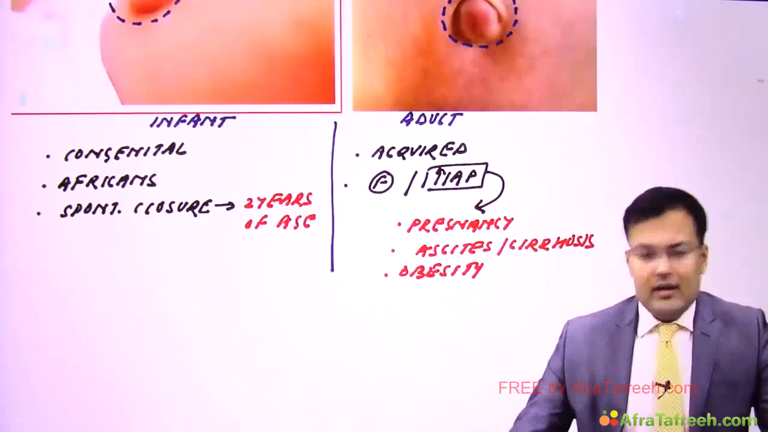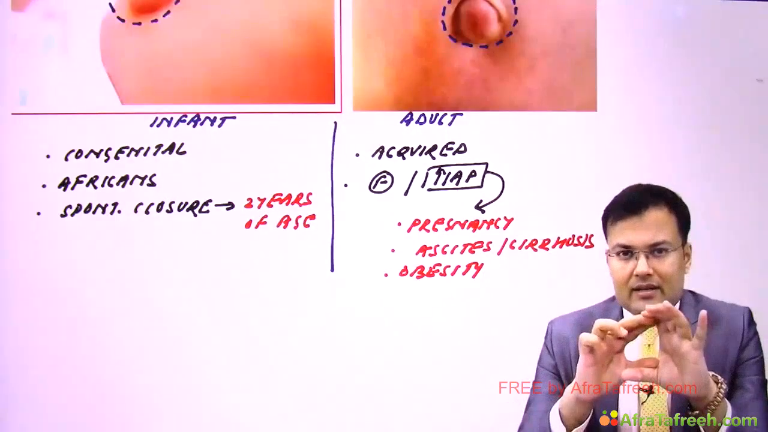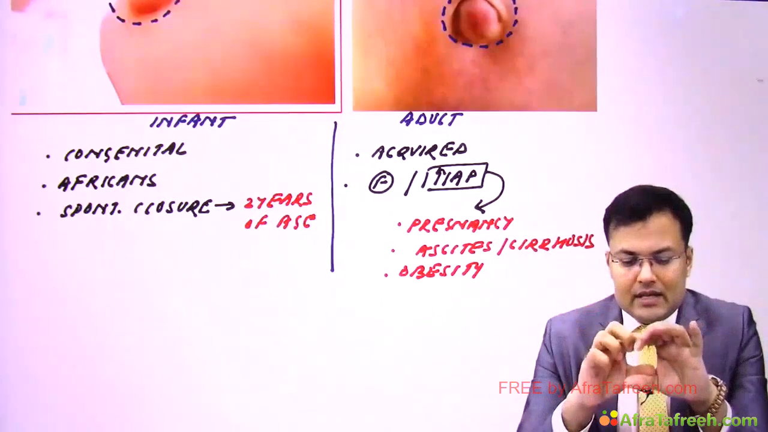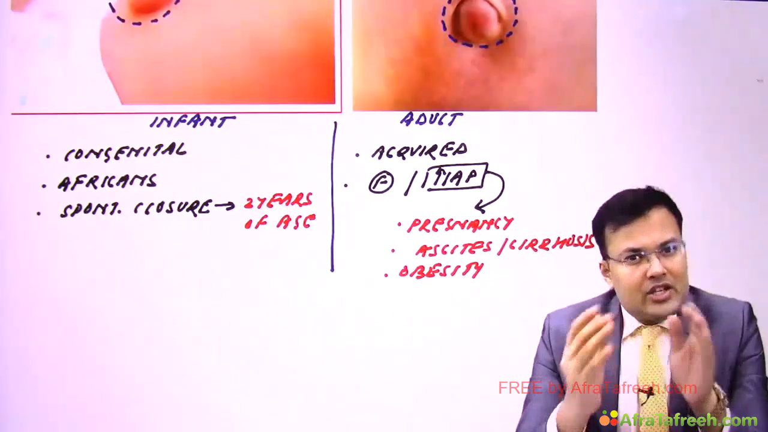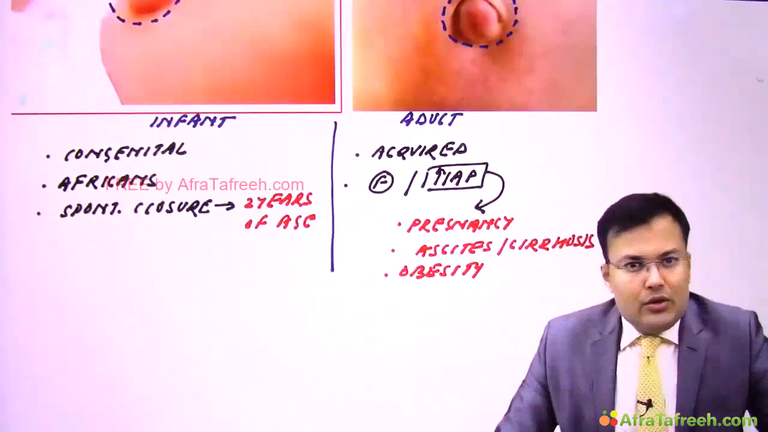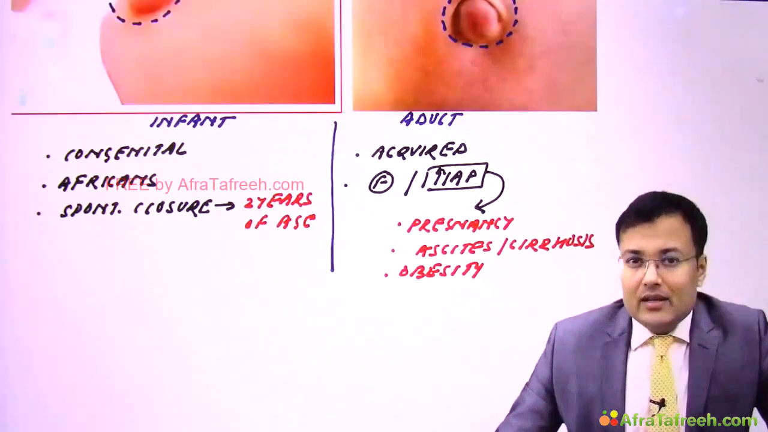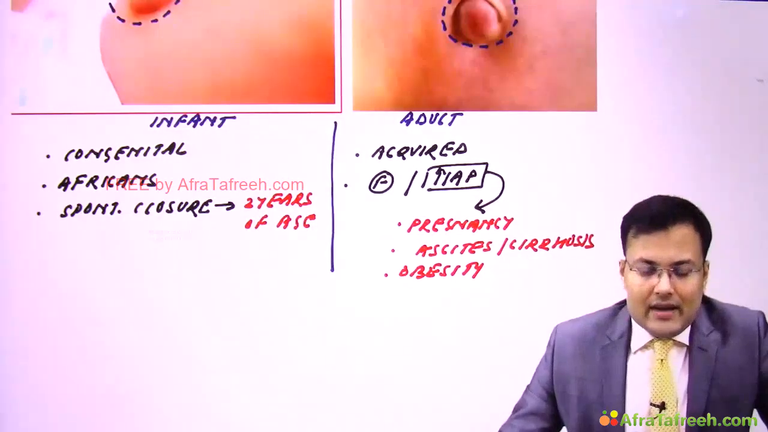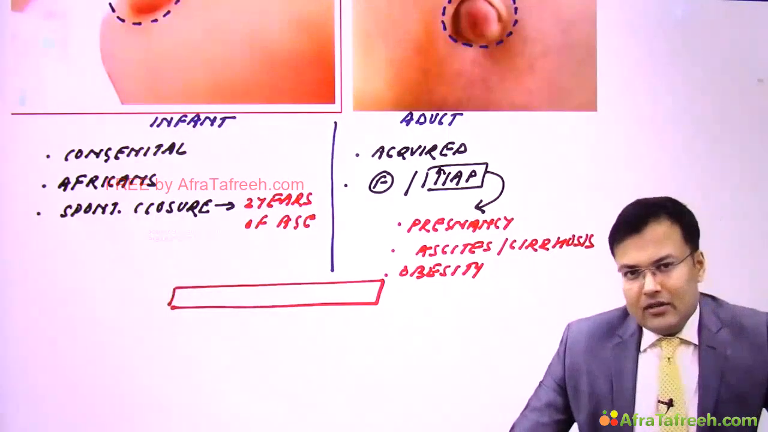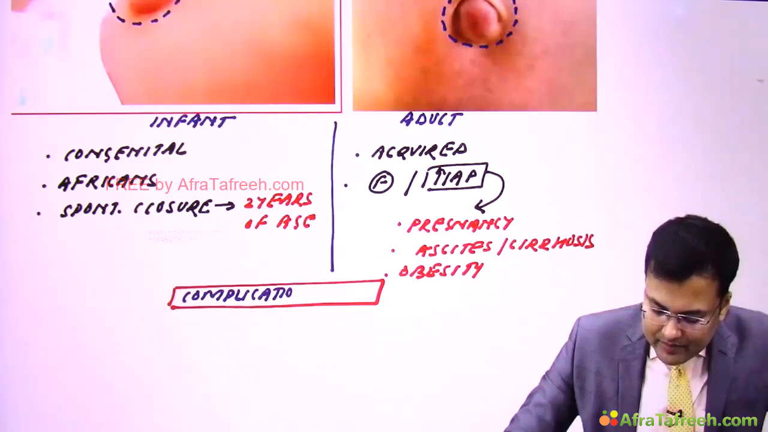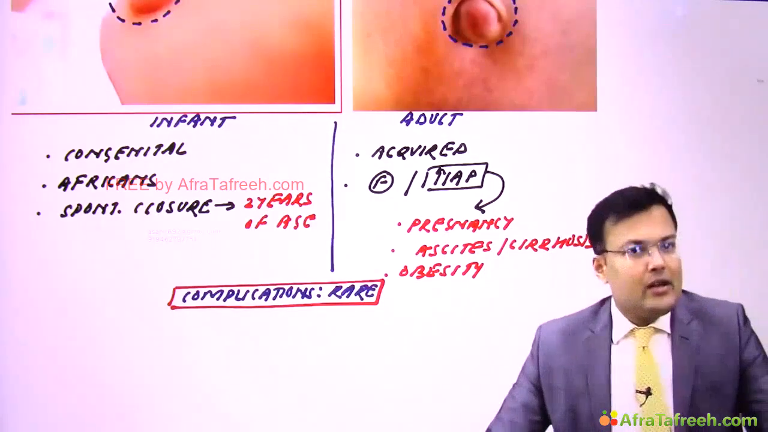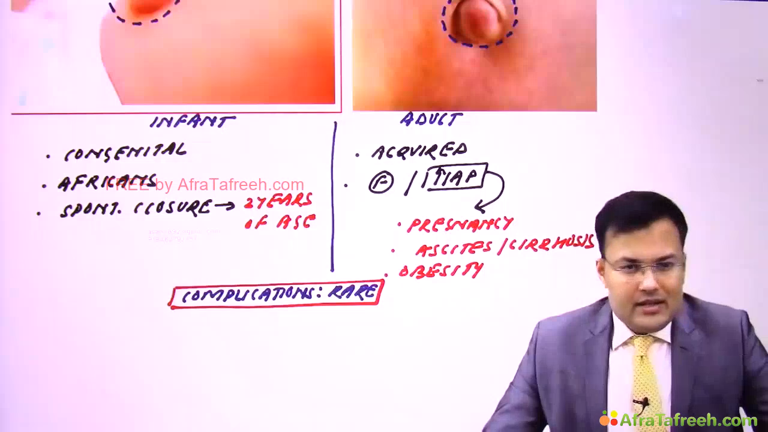What is the good thing? Since there is stretching of umbilicus, what happens over a period of time? The size of defect is going to enlarge. And since over a period of time there is stretching and the size of defect enlarges, that's why the risk of complications is rare. So whether it is in infants or in adults, complications are rare.